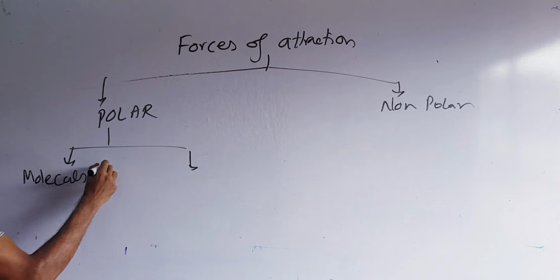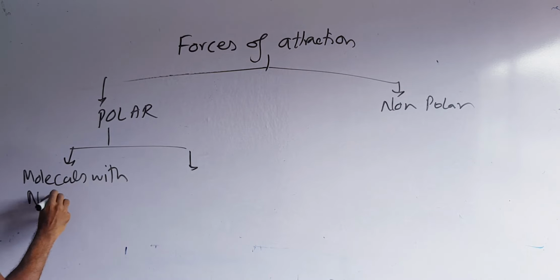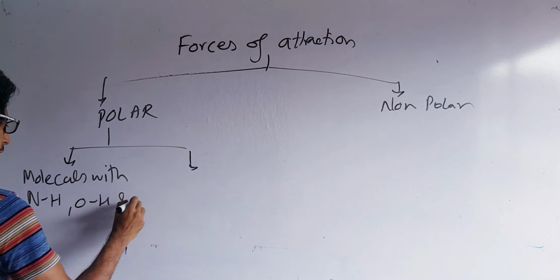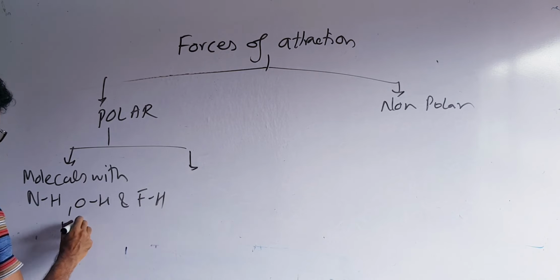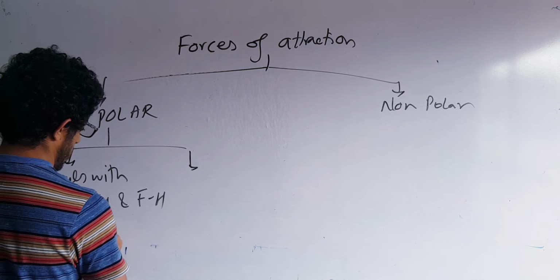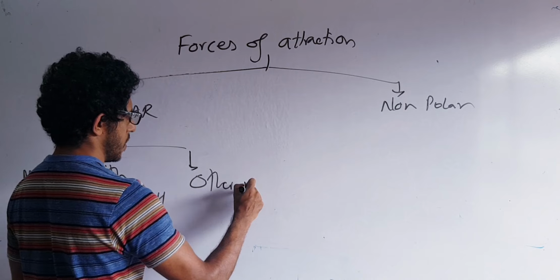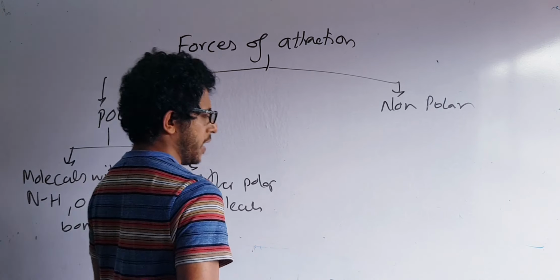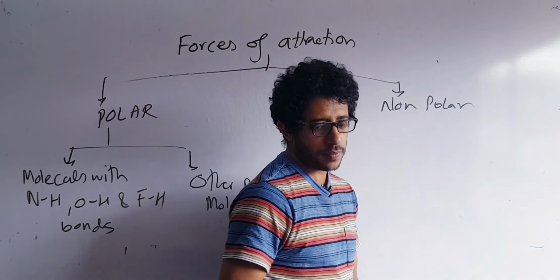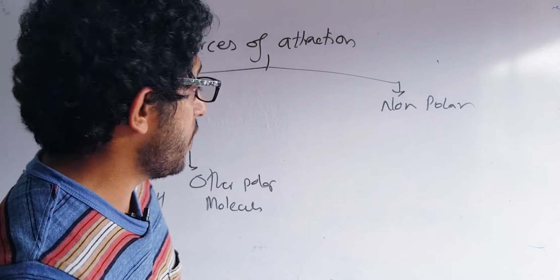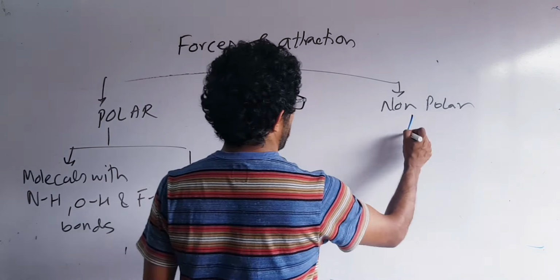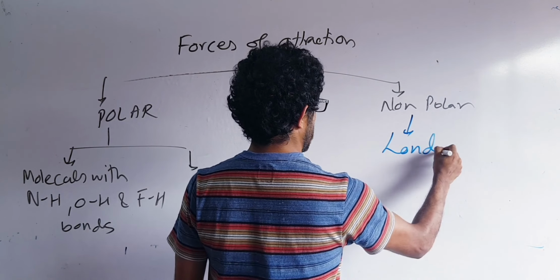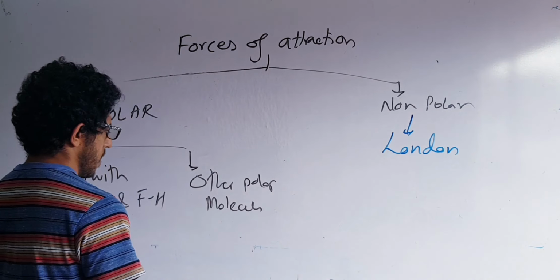Molecules with NH, OH and FH bonds, other polar molecules, nonpolar molecules, just nonpolar, right. So what are the types of attractive forces we can have? Nonpolar, we say they have London forces.